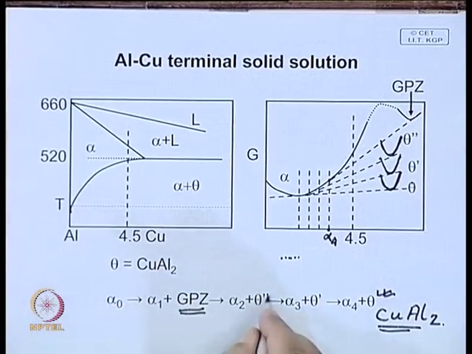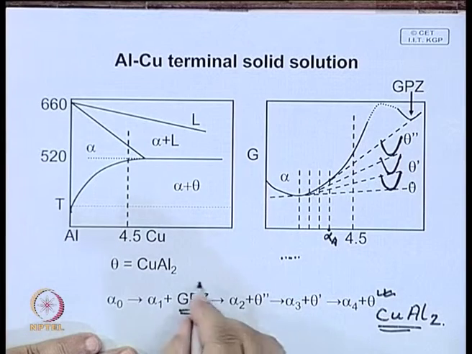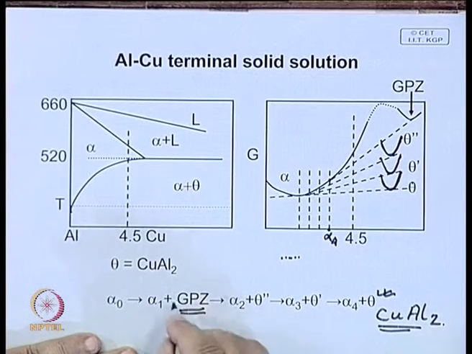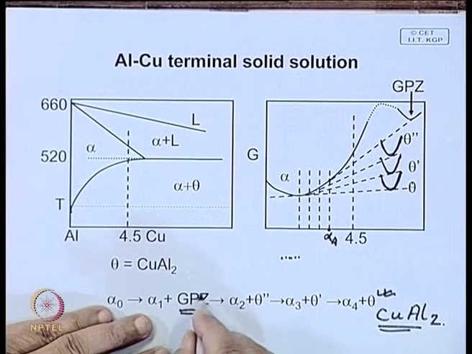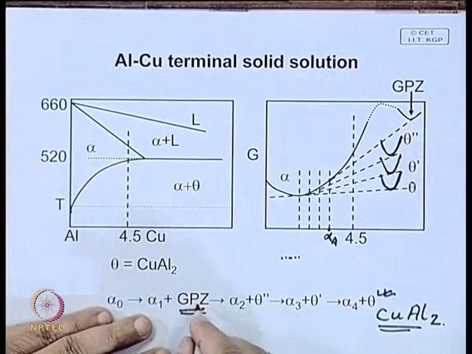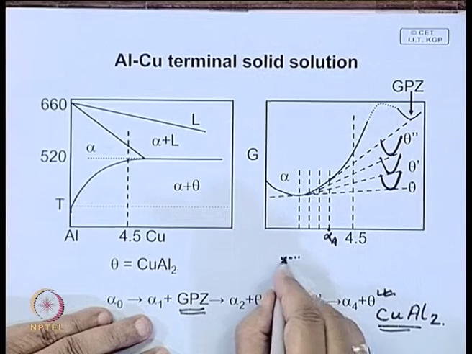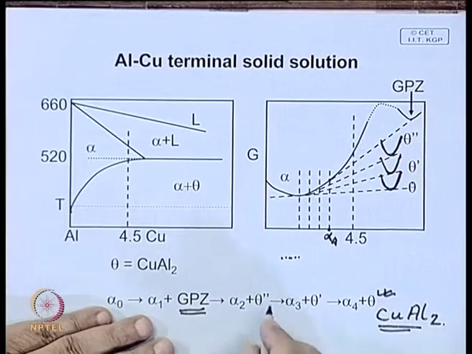Now, when these precipitates form, the first is just a cluster of copper atoms, whose crystal structure will be very similar: copper also has a face centered cubic structure, and aluminum has a face centered cubic structure. But it is very thin, maybe one monolayer, just a cluster of a few copper atoms in the aluminum lattice.